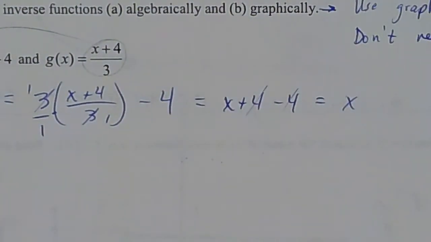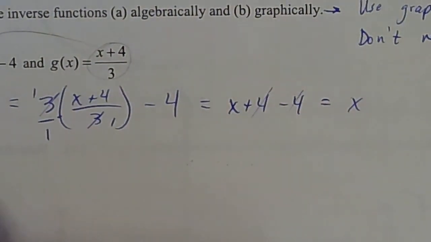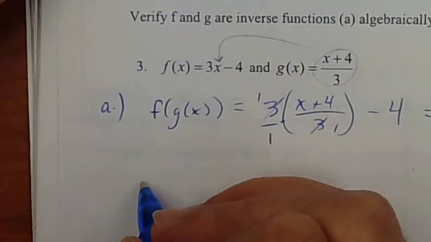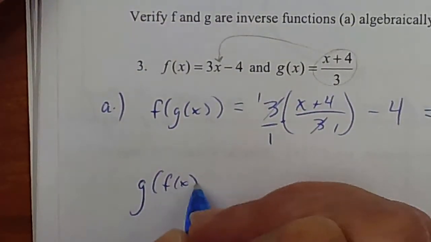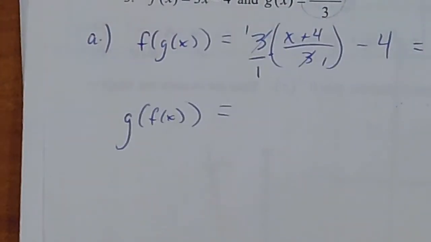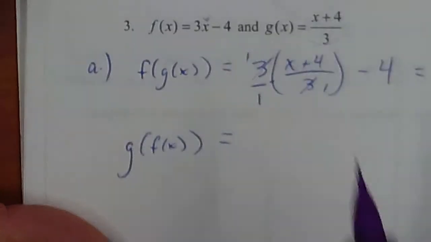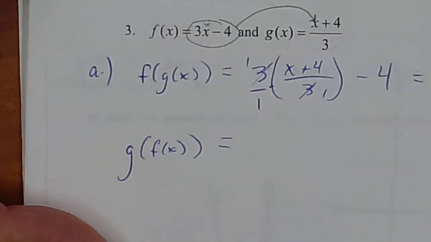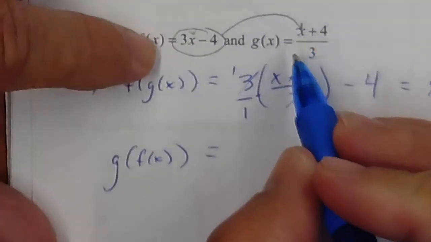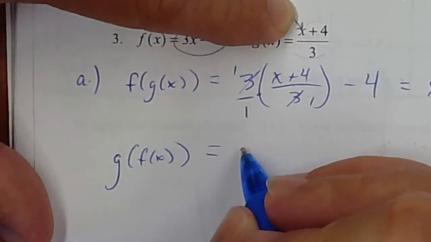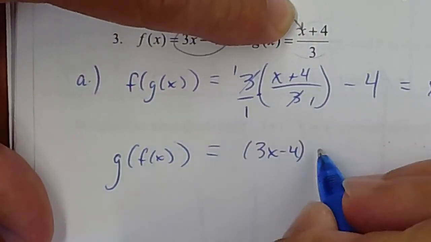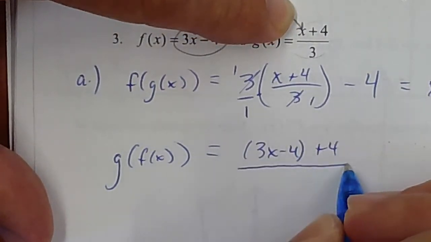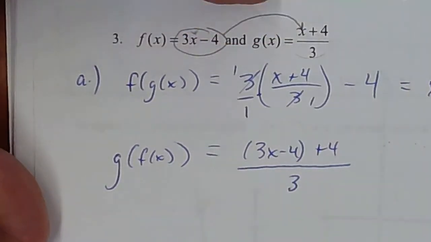So far, so good. You do have to do the other direction, though. If they ask you to verify, reverse the composite as well. So now we're going to do G composed with f of x. Okay, so now if f goes into G, this is going right here. So 3x minus 4 needs to go in that numerator. So I've got 3x minus 4 plus 4, all of it divided by 3, like that.